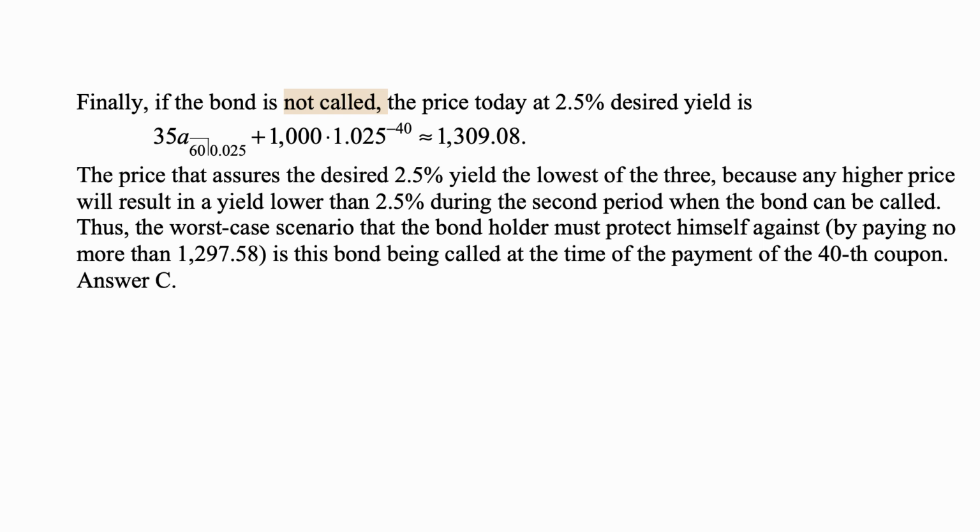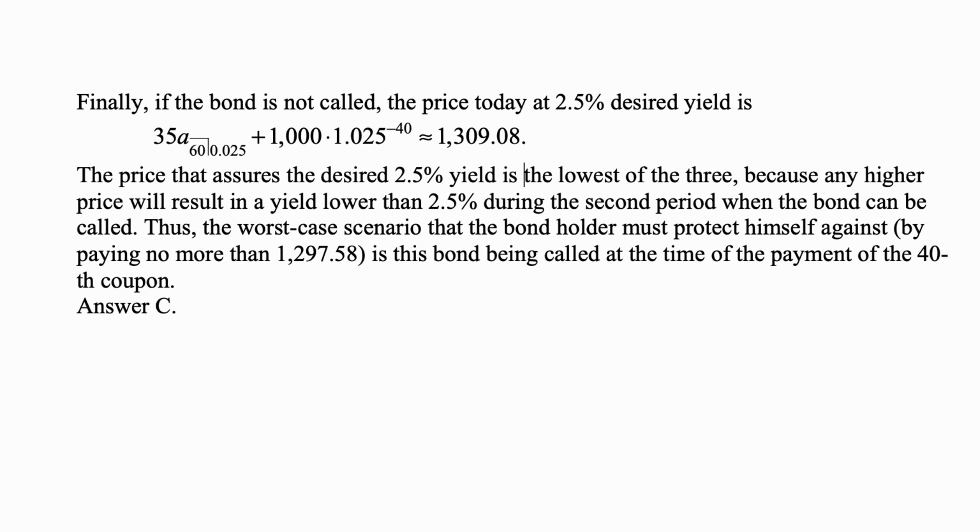The price that assures the desired 2.5% yield is the lowest of the three, because any higher price will result in a yield lower than 2.5% during the second period when the bond can be called. Thus, the worst case scenario that the bondholder must protect himself against by paying no more than 1,297.58, that's the price that corresponds to the second period of call, is this bond being called at the time of the payment of the 40th coupon, which is the beginning of that second period. And that's what we're looking for, and that's answer C.